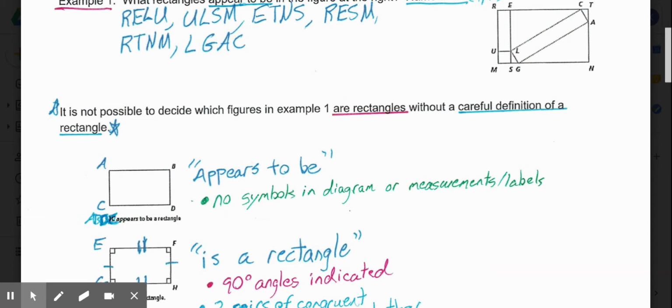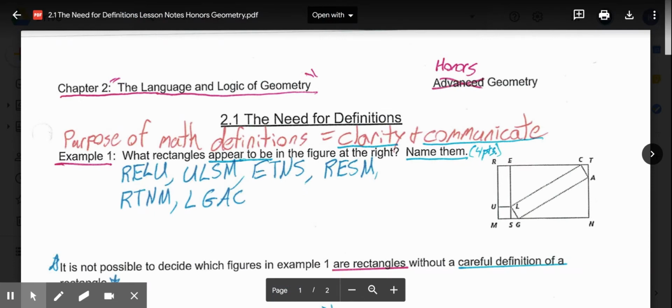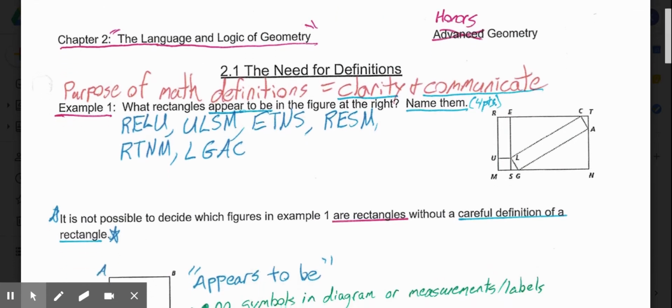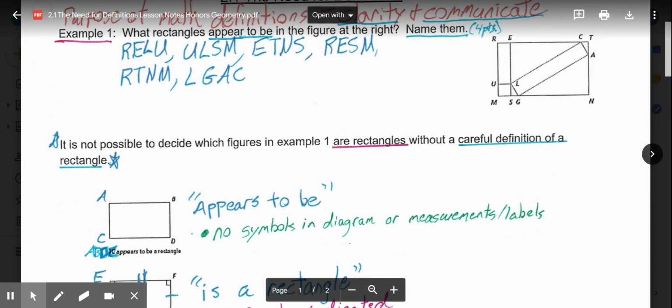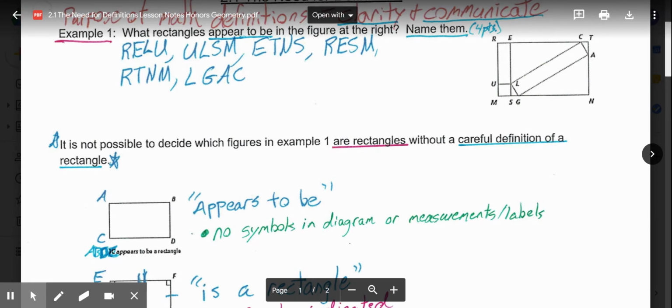So in mathematics, it is not possible to decide which figures in example 1 here are rectangles without a careful definition of a rectangle. So remember, these definitions provide clarity and help us communicate. If we look at any of these, they don't give us any symbols, any measurements, any labels. All they gave us were the labels on the vertices, nothing else.